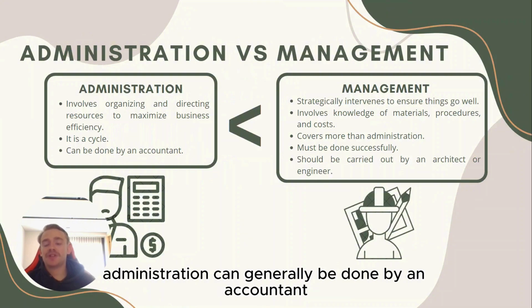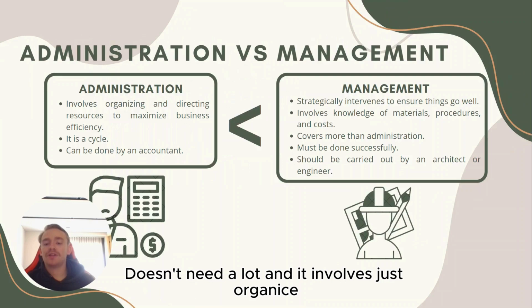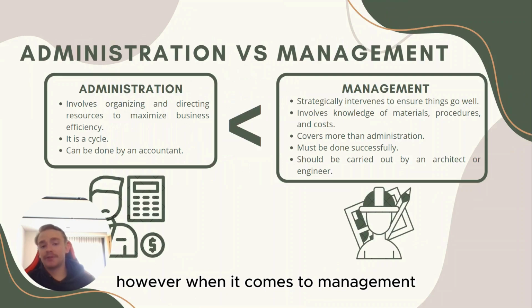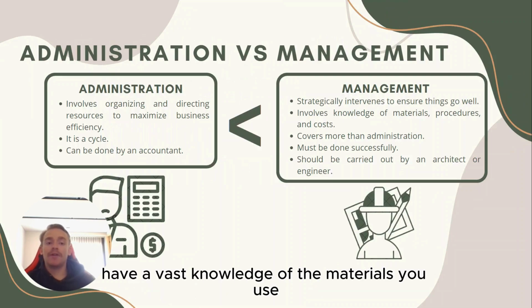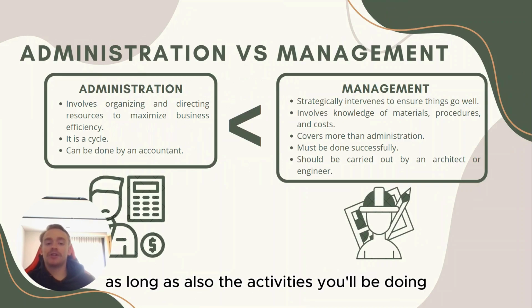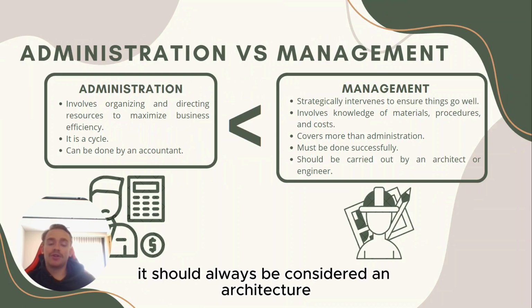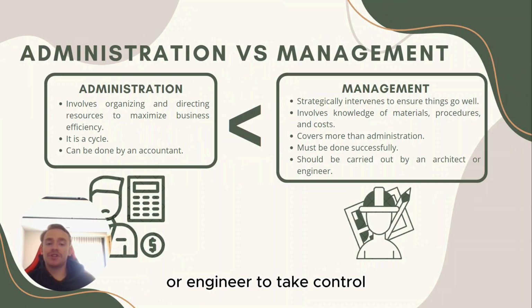Administration can generally be done by an accountant. It doesn't need a lot, and it involves just organizing and directing resources to maximize business efficiency. However, when it comes to management, you need to have a vast knowledge of the materials you use, the procedures and the cost, as well as the activities you'll be doing, and you need to cover more than the administration does. Therefore, it should always be considered an architect or an engineer to take this role.